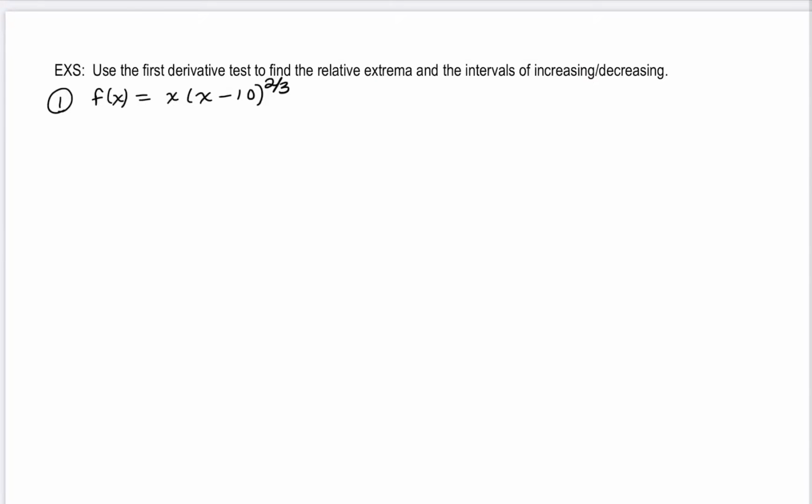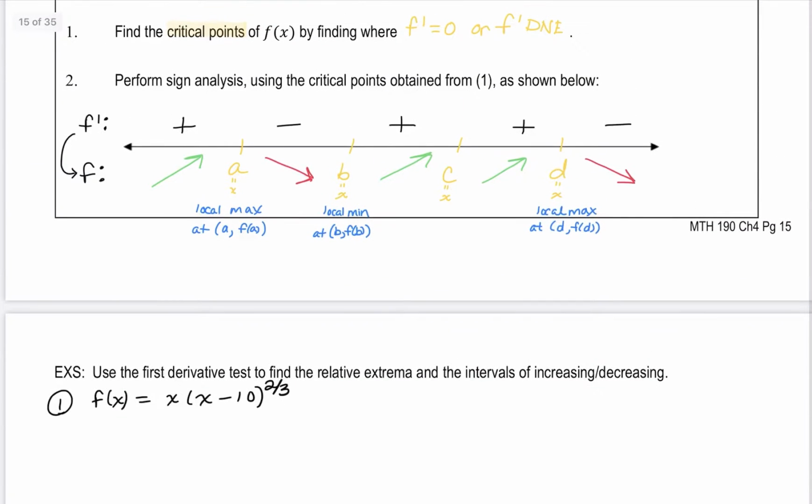So we are going to look at a couple of examples where we're going to use the first derivative test to find relative extrema, as well as the intervals of increasing and decreasing. And we kind of laid those steps out last time. So take a look at those up above as we walk through our first example.